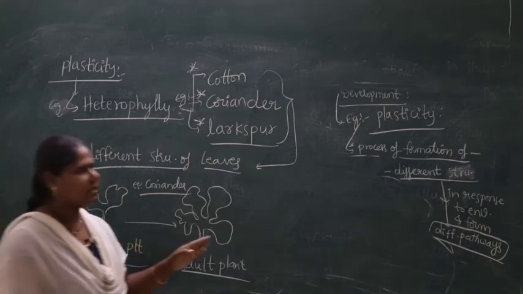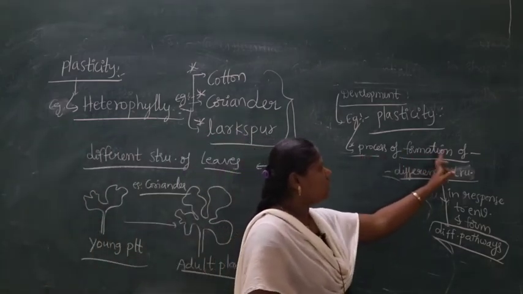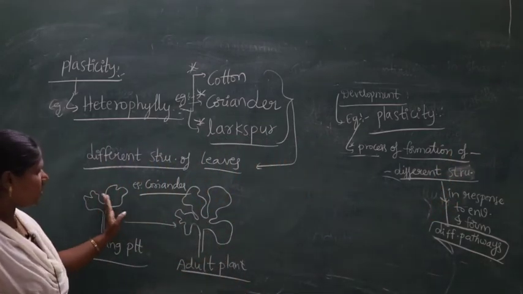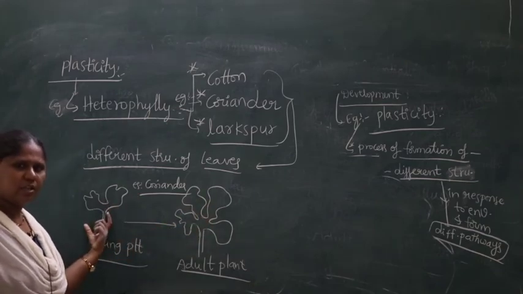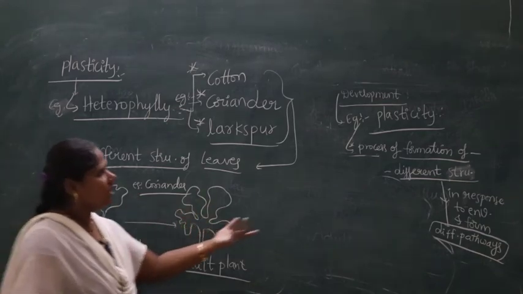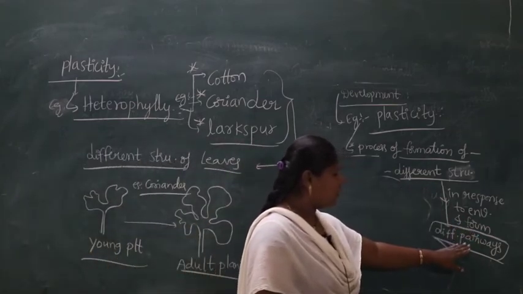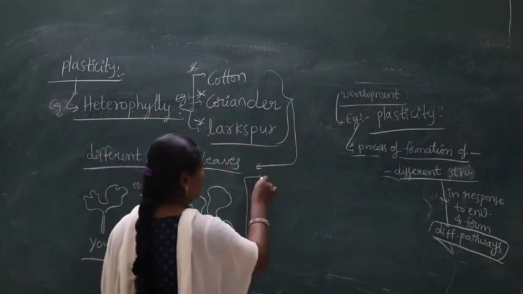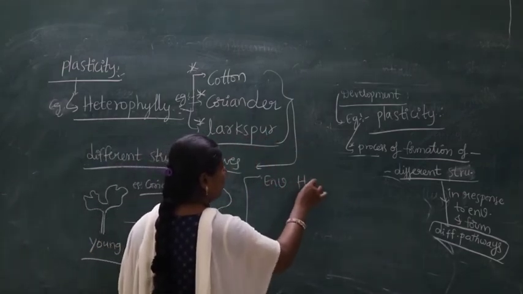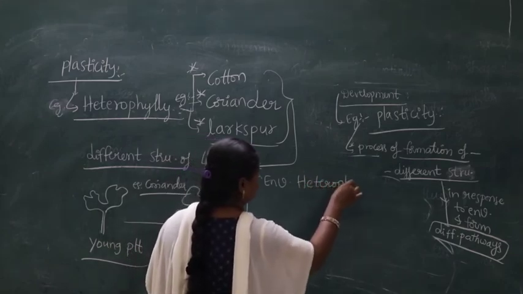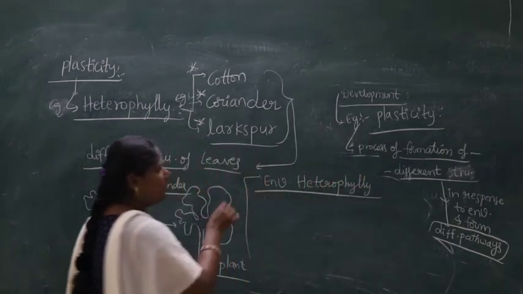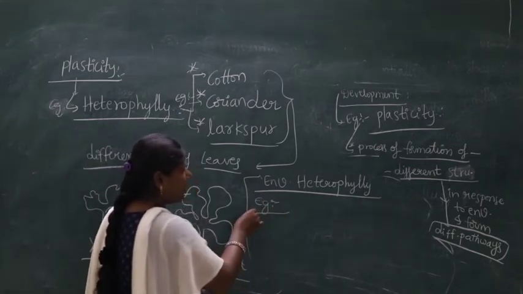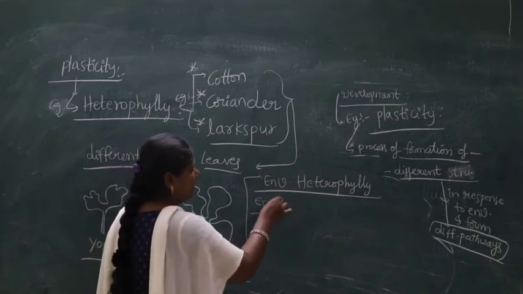Now let us take the plasticity definition. Process of formation of different structures. In the young leaf one structure, in the adult leaf another structure. And in response to environment to form different pathways. What is the meaning of environment here? You can take one more example, that is environmental heterophily. What is that? In environmental heterophily, what example can we take?